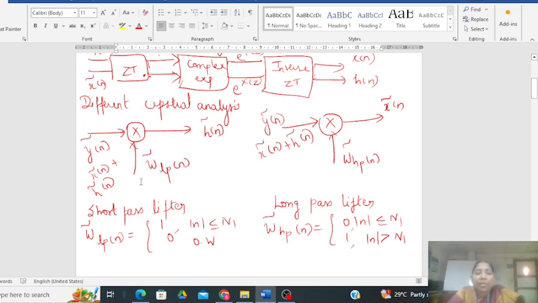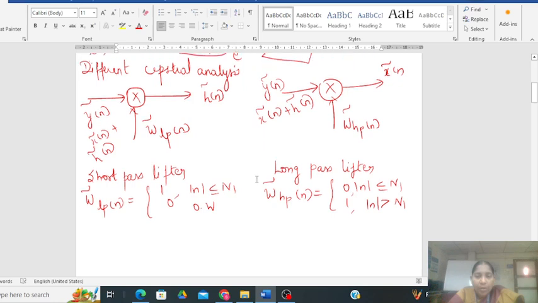So in this case, we are applying this short pass lifter to this particular spectrum, and here you are giving y bar of n as an input. This will give you h bar of n as an output. And in the case of the long pass lifter, if you give y bar of n as an input and it is applied to this long pass lifter, it gives you x bar of n as an output here.